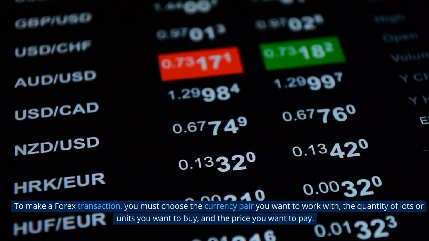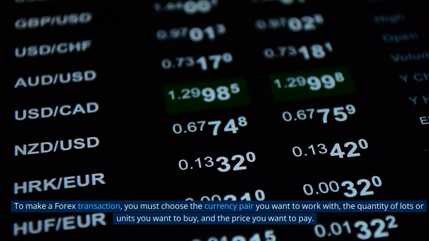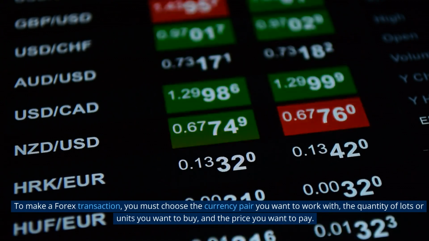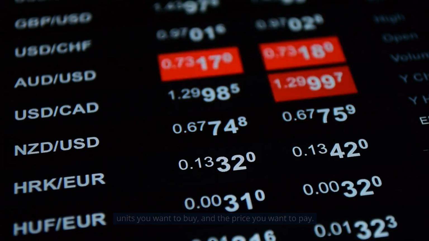To make a Forex transaction, you must choose the currency pair you want to work with, the quantity of lots or units you want to buy, and the price you want to pay.